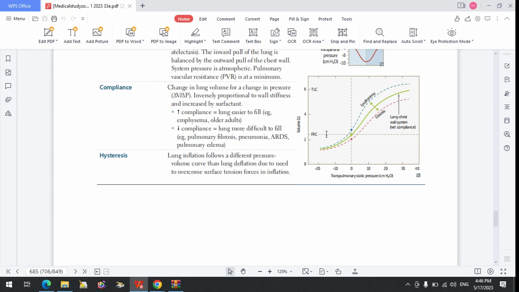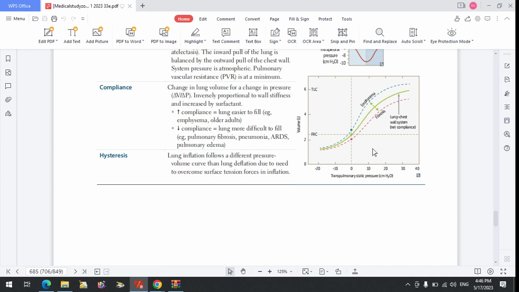Let's just appreciate this curve. So you have a curve with 3 lines. We can see the blue, we can see the green, we can see the red. The red is moving towards the right, while the blue is moving towards the left, while the green is the one that is central. So we have a curve showing the volume on the Y and the transpulmonary static pressure on the X. So it means that as the pressure is increasing, normally we are supposed to expect an increase in the volume. So if that is actually happening, which side is the curve going to shift to?